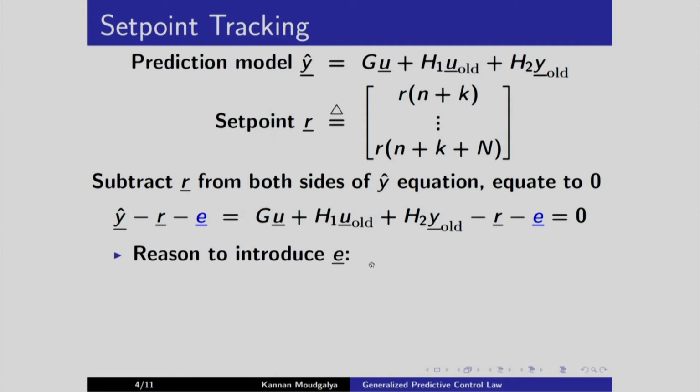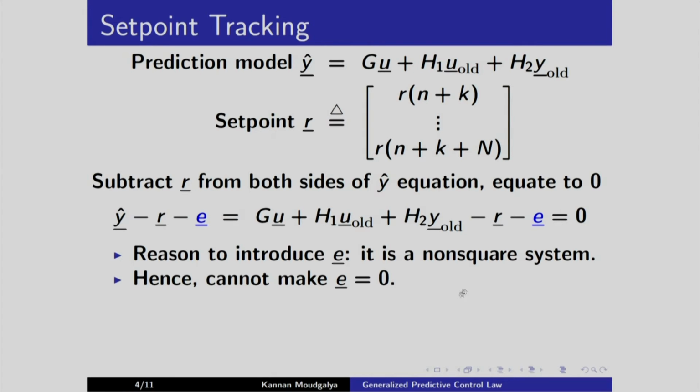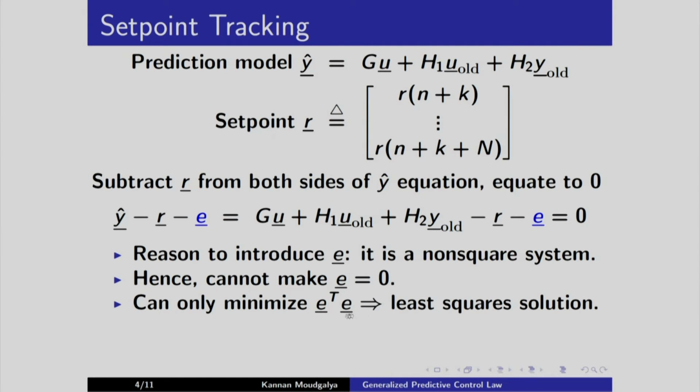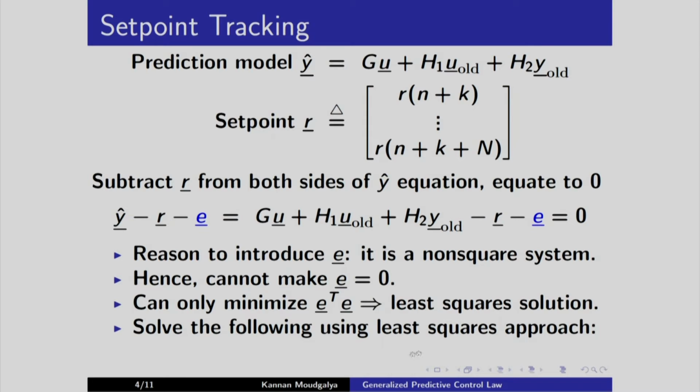The reason to introduce e is as follows. It is a non-square system, hence we cannot make this error absolutely equal to 0. We can only minimize E transpose E, that is, we will look for a least squares solution. So solve the following using the least squares approach.